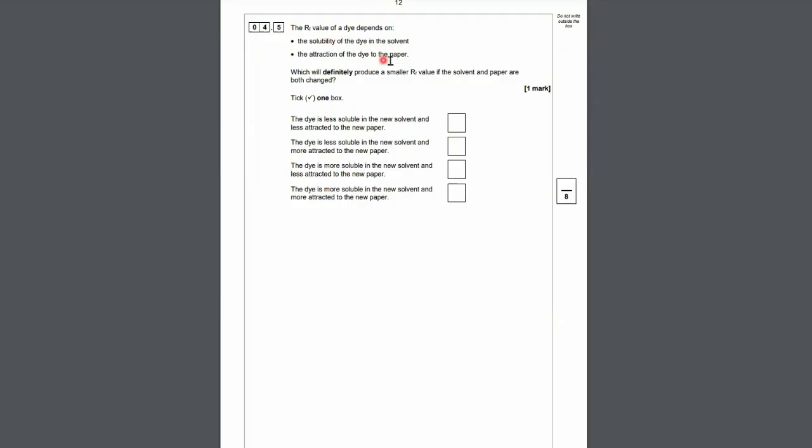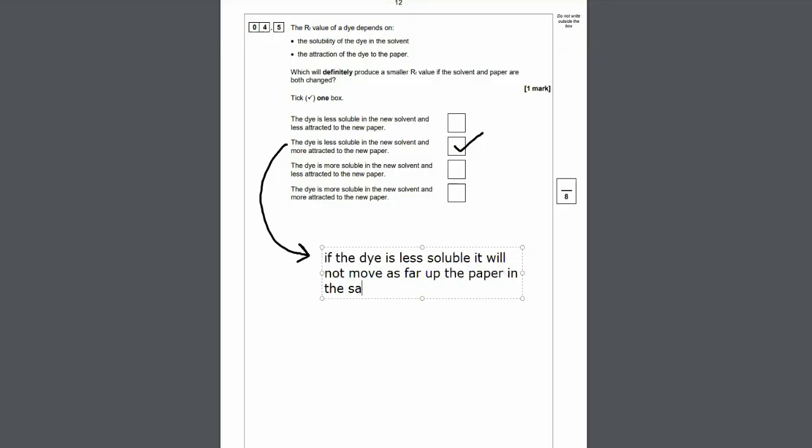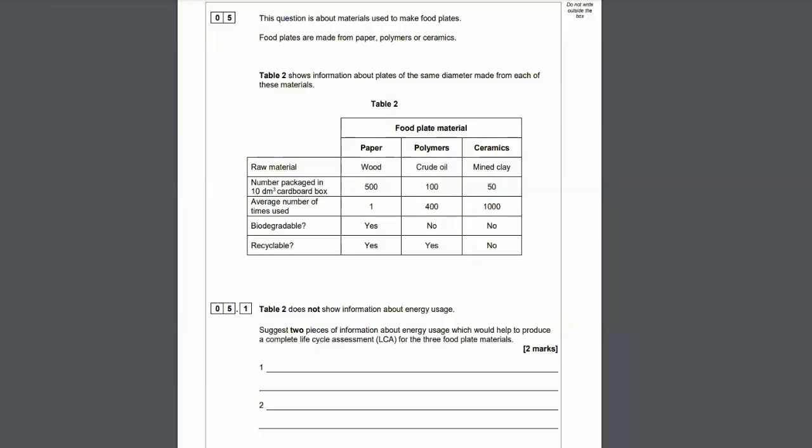The RF value of the dye depends on the solubility of the dye in the solvent and the attraction of the dye to the paper. What will definitely produce a smaller RF value if the solvent and paper are both changed? So if we don't want it to move as far, we want it to have a greater attraction to the solid and less attraction to the solvent. And we also want it to be less soluble as well. So if it's less soluble and more attracted to the paper and less attracted to the solvent, then it won't move as far and we'll get a smaller RF value.